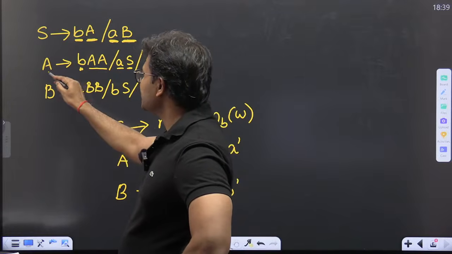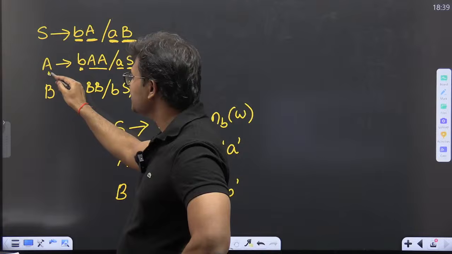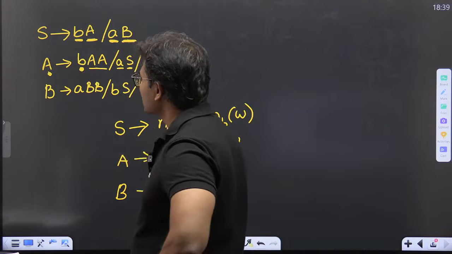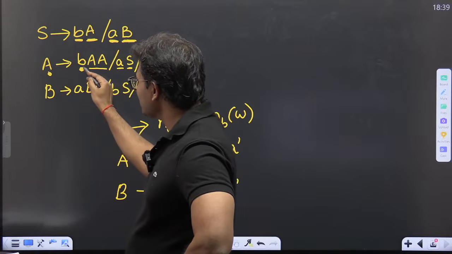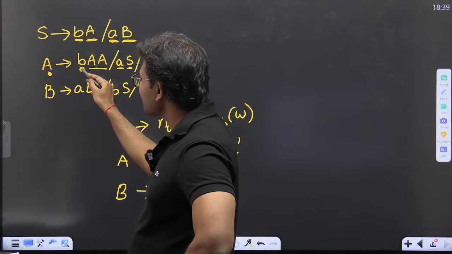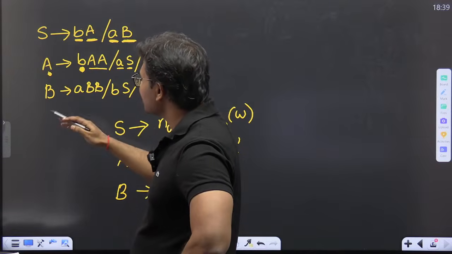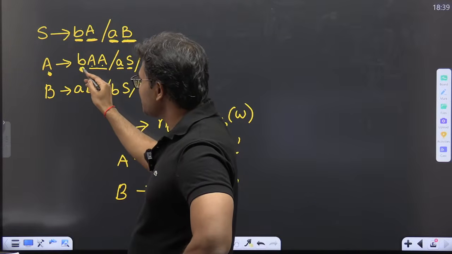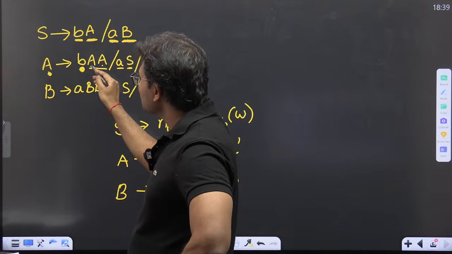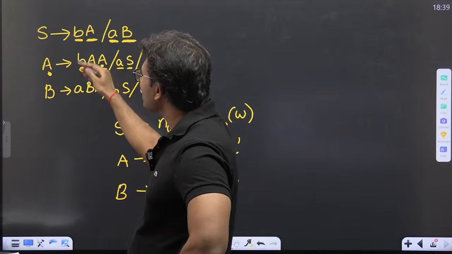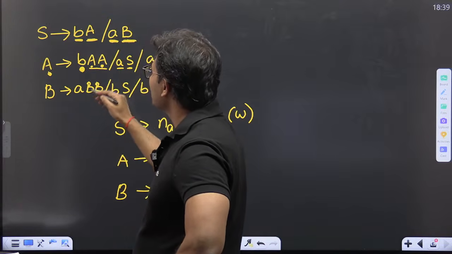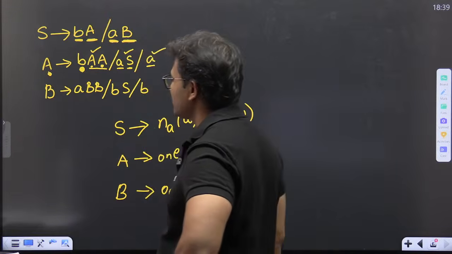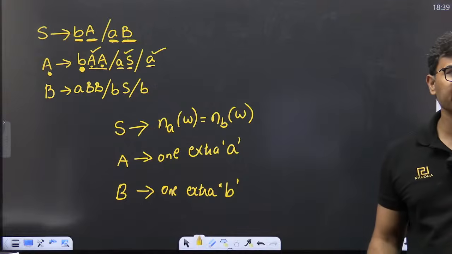The role of A is to generate one extra A, but it has generated one extra B. Therefore, to compensate for that and generate one more A, you write BAA, which means if A has generated one B, let it generate two extra A's so that in total there will be one extra A, right? Here also there is one extra A, here also, here also, right?